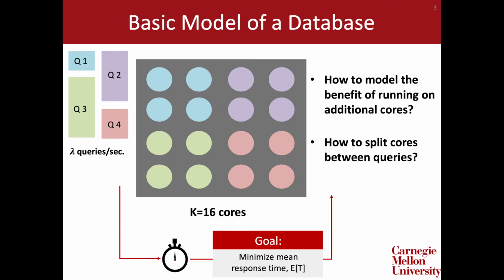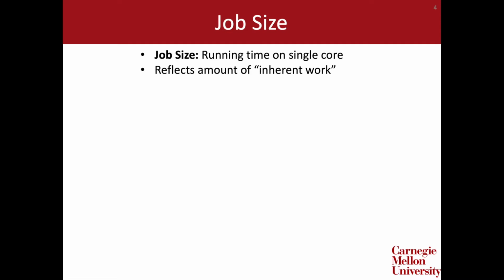But let's start with this first question of how to model the benefit of running on additional cores. To tackle this question, I'll start by introducing the notion of job size. Here we'll define job size to be the running time of a job on a single core. You can think of job size as reflecting the amount of inherent work associated with a job. And in the case of running queries in a database, you can think of the query size as being related to the number of tuples that have to be processed in order to complete the query.